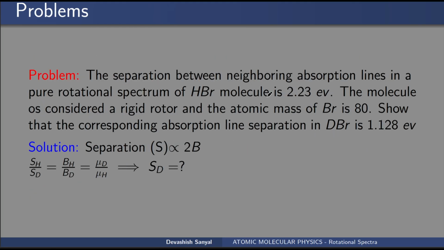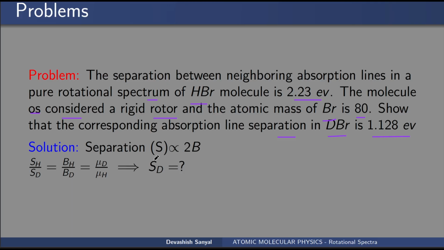Similarly, another problem: the separation between neighboring absorption lines in a pure rotational spectrum of HBr molecule is 2.23 electron volt. The molecule is considered a rigid rotator, and the atomic mass of bromine is 80. Show that the corresponding line separation in DBr, deuterium bromide, is 1.128 electron volts.